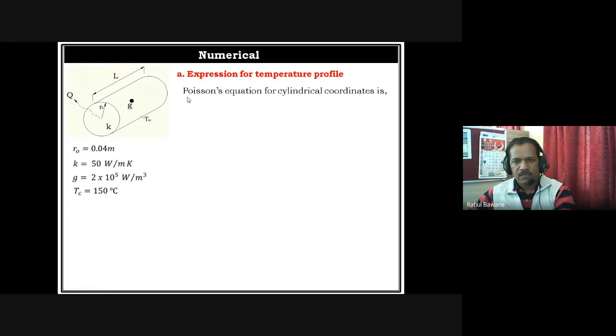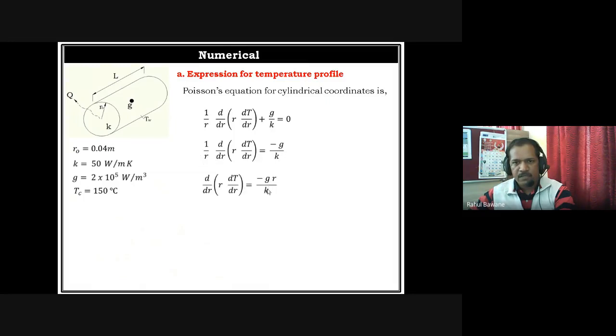Now we know that we have to use Poisson's equation for cylindrical coordinates. So it is 1 upon r d by dr of r into dT by dr plus G upon K equal to 0. Now we will shift this G upon K to the right hand side, so it becomes minus G upon K. Then we will shift this r to the right hand side, so it will be minus G r upon K. Our left hand side remains d by dr of r into dT by dr.